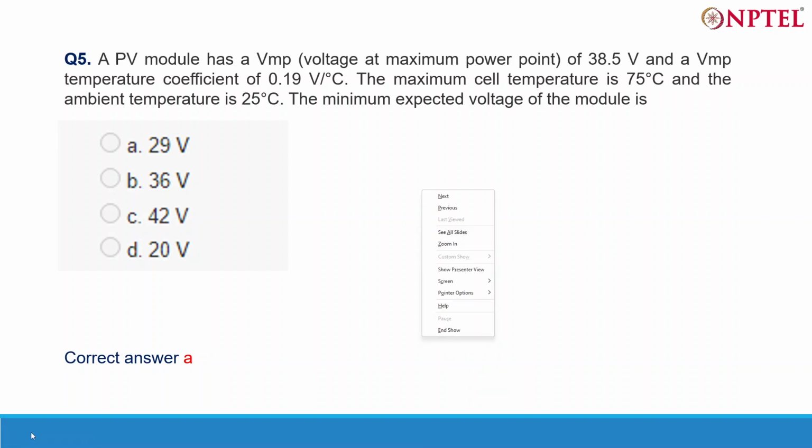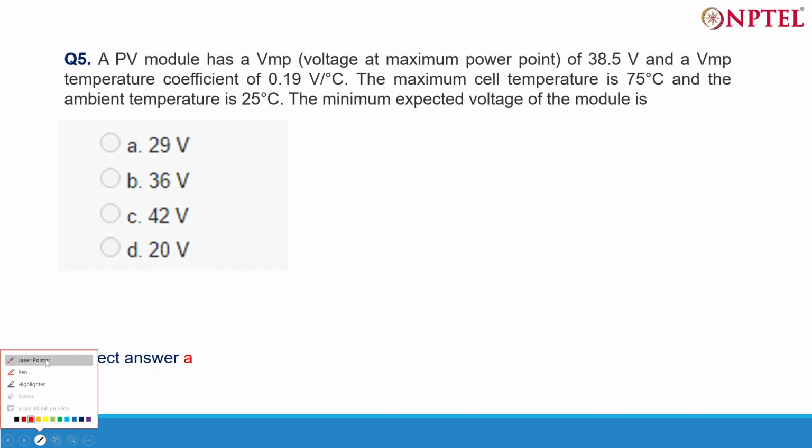So using the formula, just put the values there and you will get the minimum expected voltage of the module to be 29 volt. Okay, so how can you calculate it? Actually, voltage at maximum power point is given equal to 38.5.